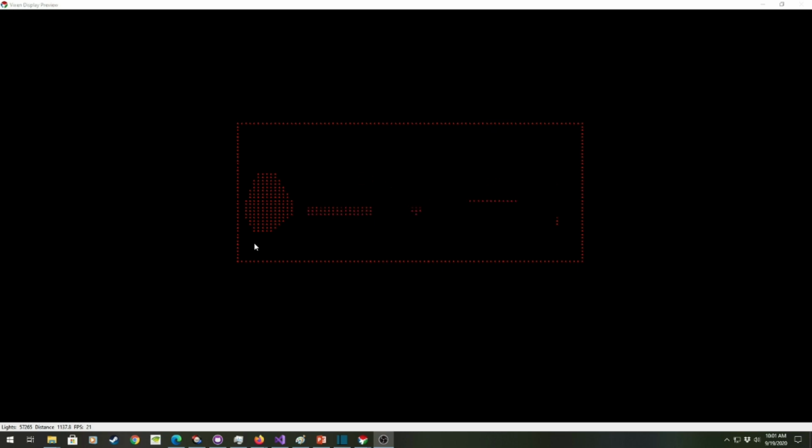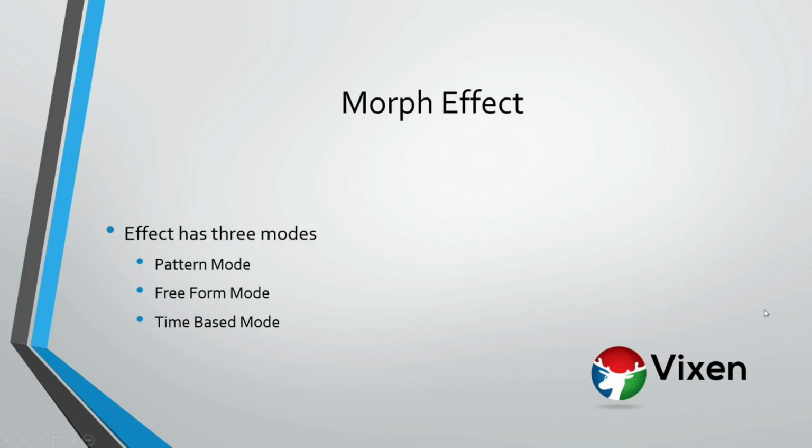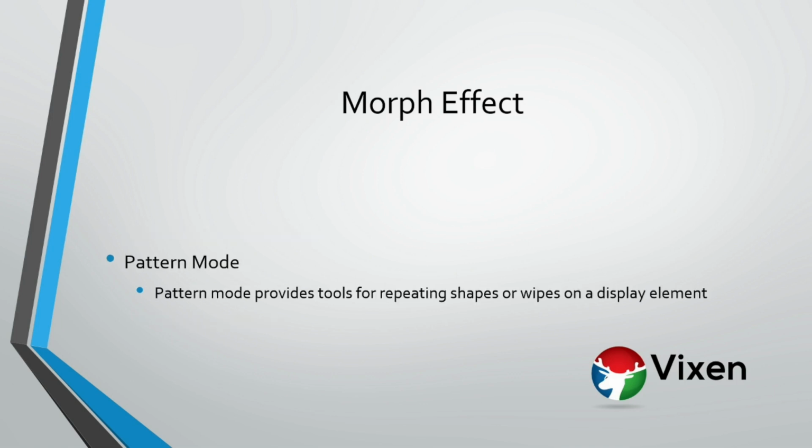The wipe is unique in that it has a number of user configurable settings, including head and tail color. The effect has three modes: pattern mode, freeform mode, and time-based mode, and we'll explore each of these three modes in the rest of the video. The first mode, pattern mode, provides tools for repeating shapes or wipes on a display element.